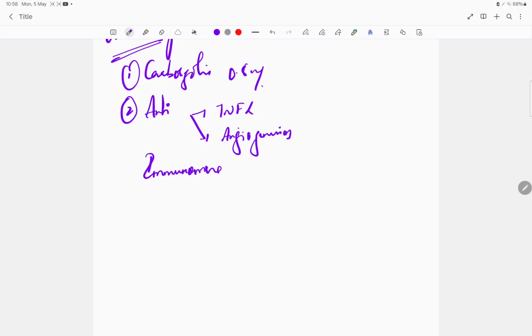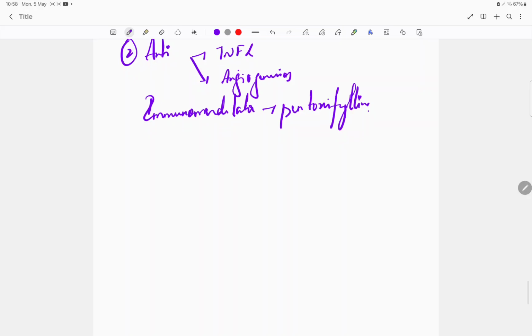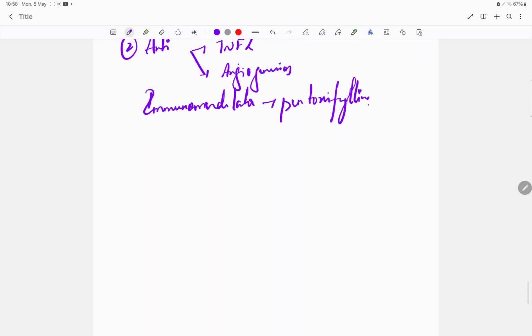Immunomodulators, what are the drugs? Pentoxifylline, and estrogen receptor antagonists. All these drugs can be generally given. These are all extra drugs, okay.